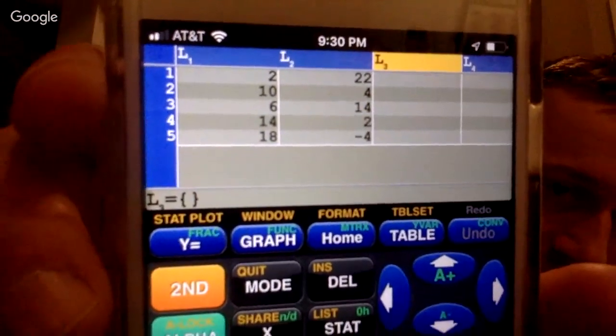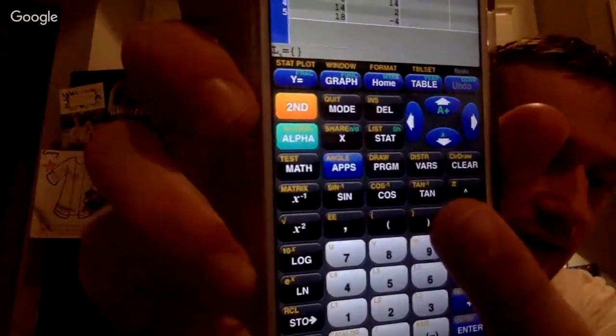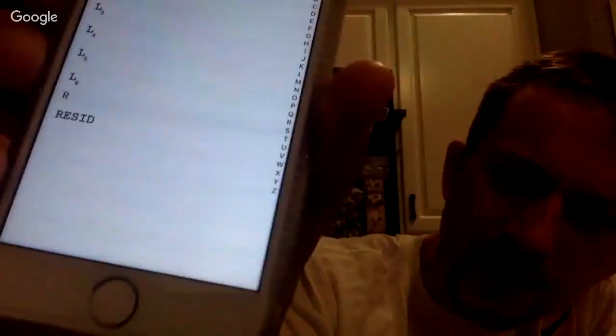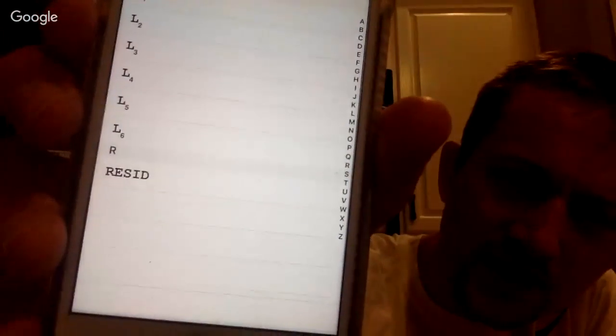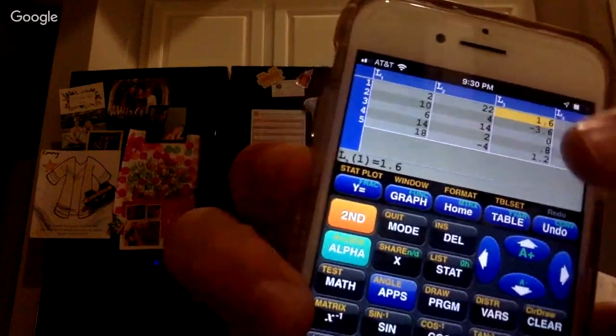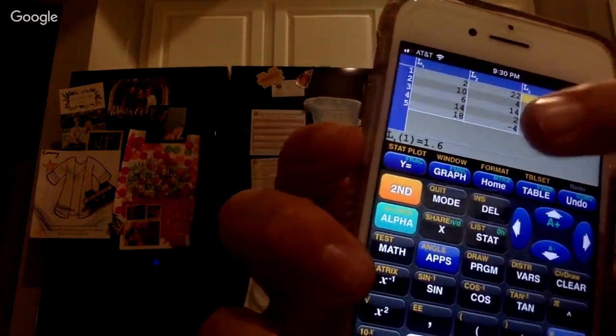Go back to L3 up towards the top. And then you're going to go back to second stat, which is your list. You see right at the bottom, you see residual. You should have it there. When you press residual and then enter, literally what I did was put residual in right up here and press enter, and what it did is compile all of the residuals from over here.